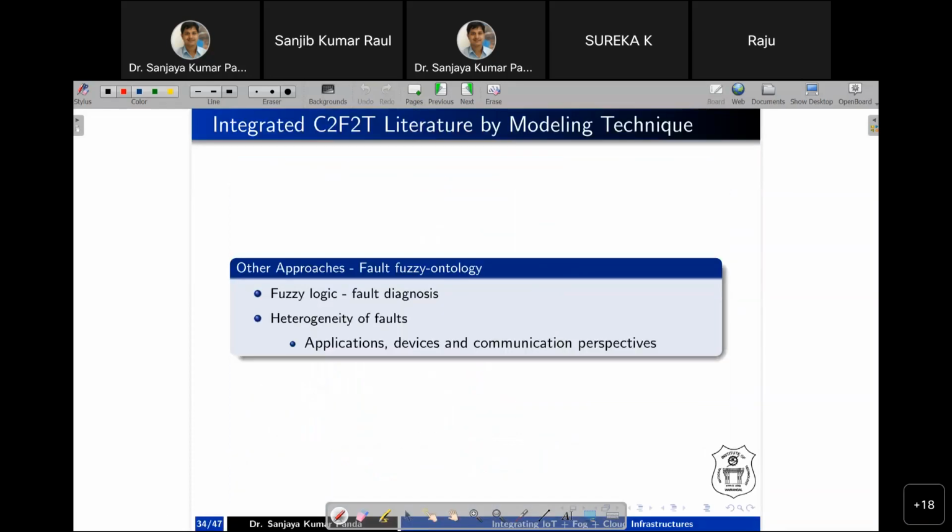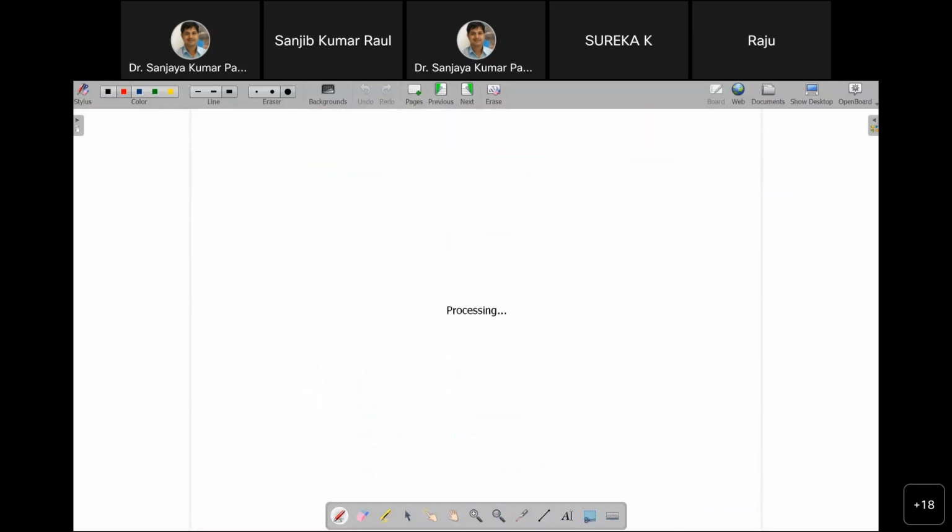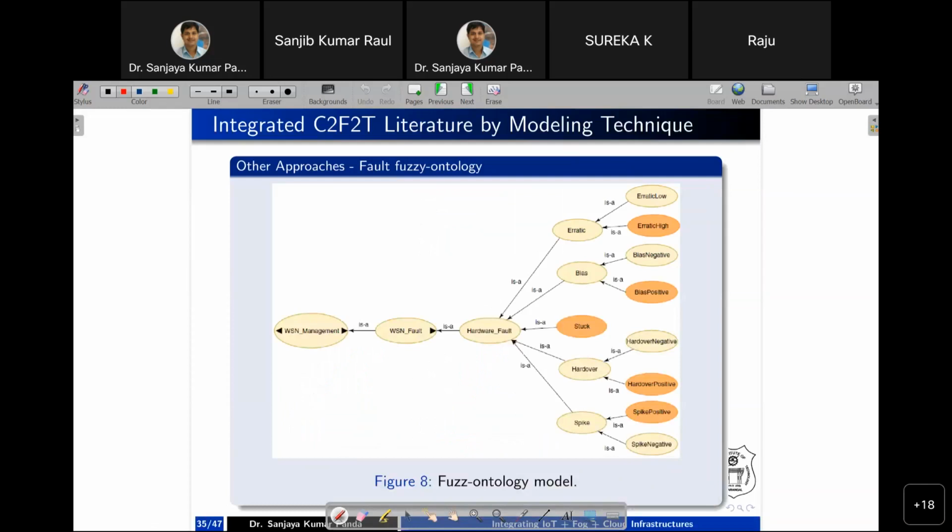Other authors also applied integration of various fields like fuzzy logic and fault detection. So they have identified what kind of faults are possible in this integration, because when you integrate various technologies, you may get various types of faults. These faults they have modeled in the form of a fuzzy ontology model, like they applied in the field of wireless sensor networks. And they observed that these are the different types of faults that can result while you are integrating various technologies.